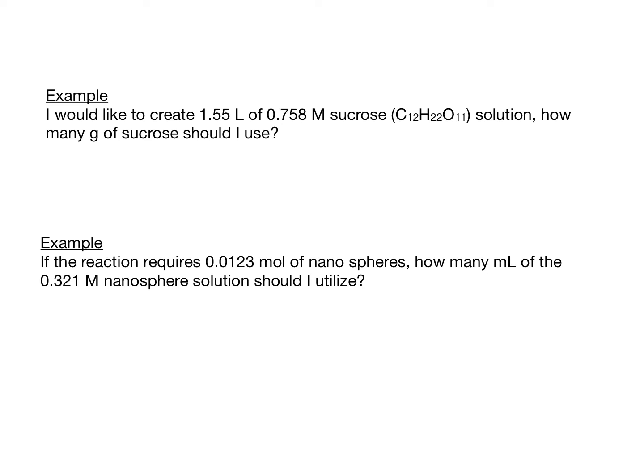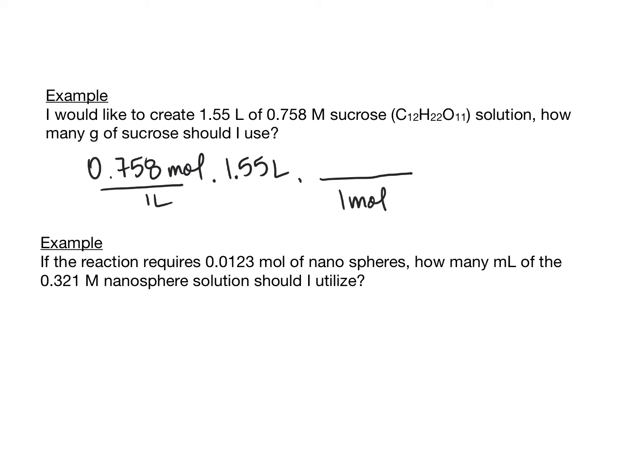I would like to create 1.55 liters of 0.758 molar sucrose solution. How many grams of sucrose should I use? So I need to figure out how many grams of sucrose would give me this molarity in this volume. So I'm going to take my 0.758 moles in 1 liter, and multiply that by the volume that I want, 1.55 liters. So this gives me the moles. And then I'm going to convert using 1 mole, which is equal to 342.34 grams of sucrose. And that gives me 402 grams.